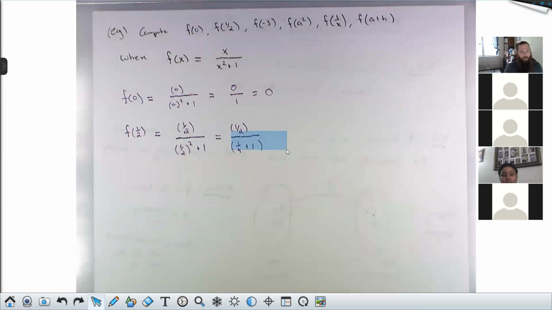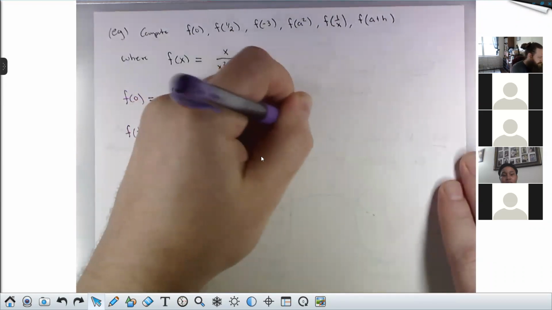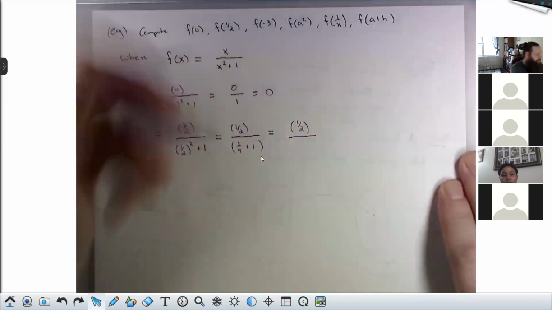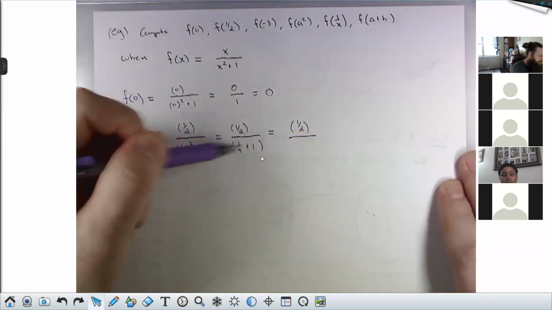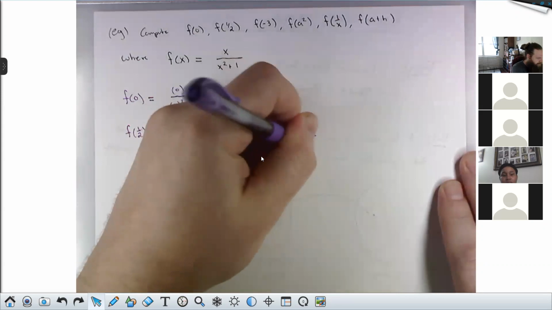And I'm putting the whole bottom in parentheses to remind myself that this is a fraction made up of fractions. The top is a fraction, the bottom is going to be a fraction, but I need to remember what's the big fraction and what are the little fractions inside. So my numerator is 1/2 and my denominator is this whole thing. So that is 1/2 divided by, now, if I'm going to add 1/4 to 1, I need to think of this 1 as 4 over 4. And then 1 over 4 plus 4 over 4 is 5 over 4.